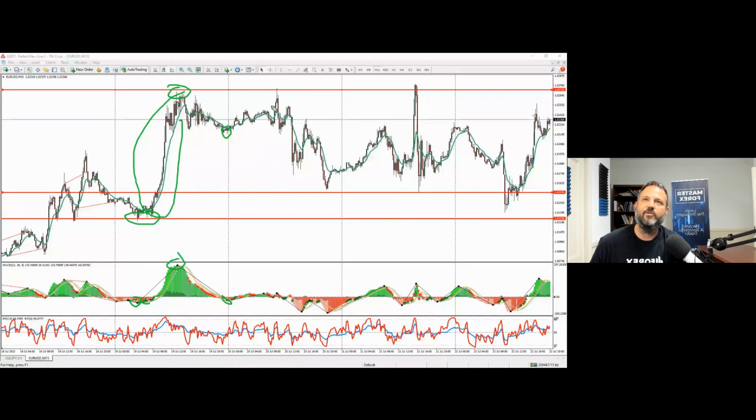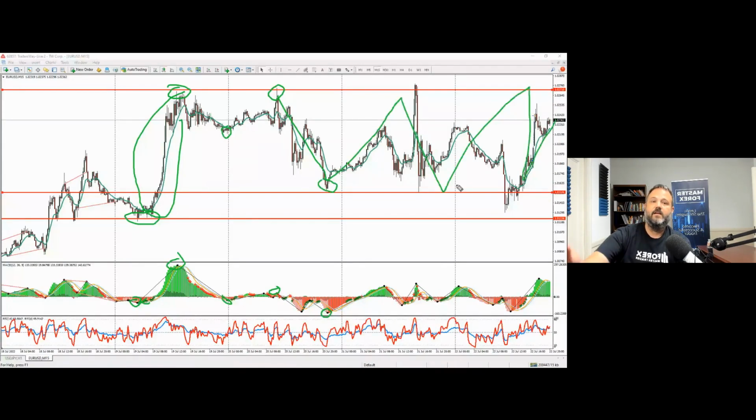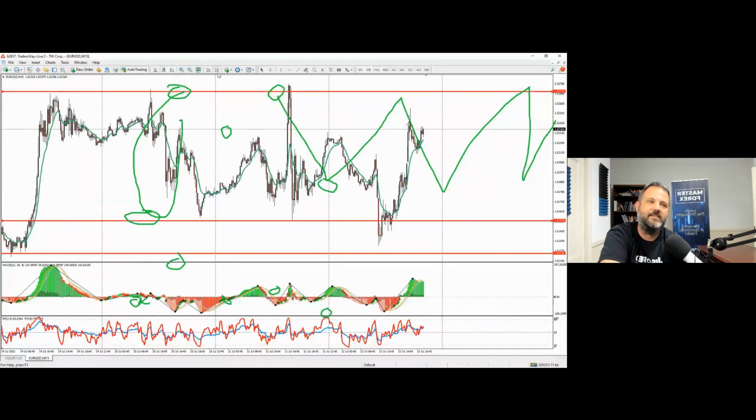Now here we go. This one took a little while to develop, but right here, we have the black dot, and then it made a nice move to the downside. So when I identify these markets like this, I'm ready to take these trades all day long, as long as the current market conditions are in existence.